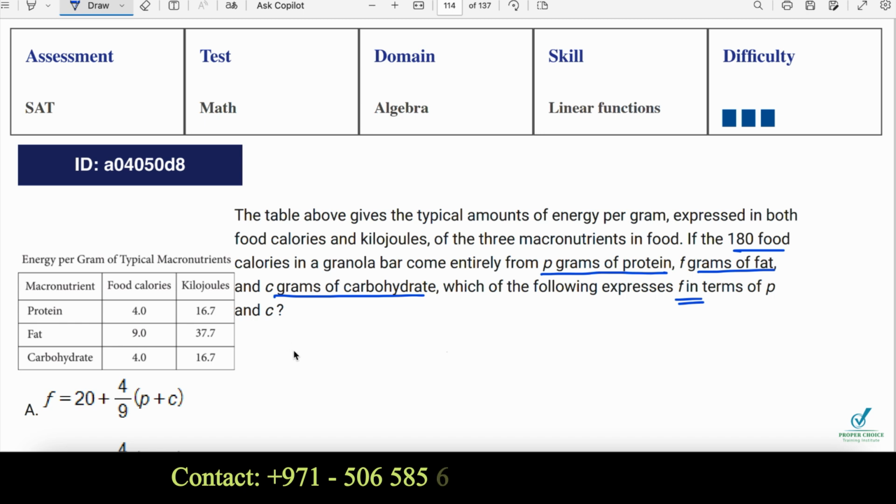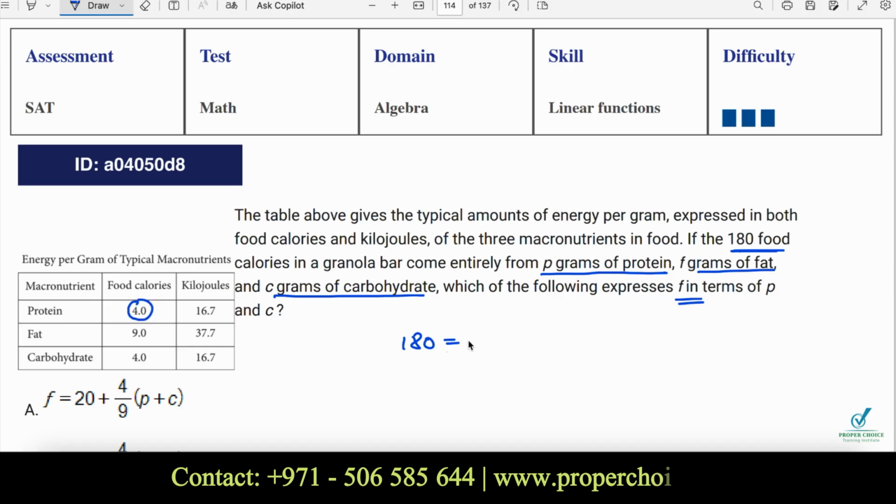So we are asked to set up an equation and solve for F in it. So represent F in terms of P and C. As they say, 180 food calories is coming from P grams of protein. So protein is providing how many food calories?